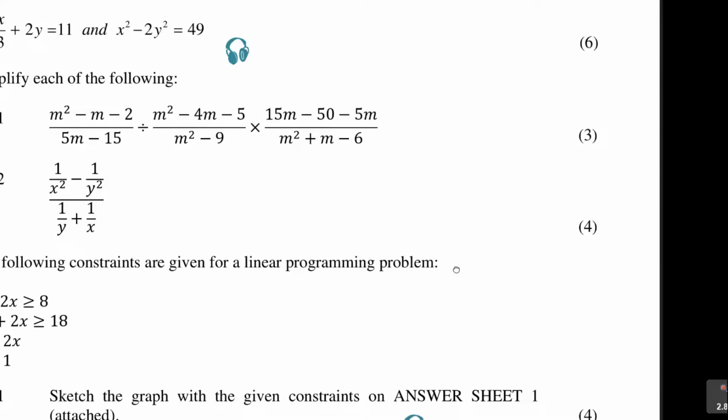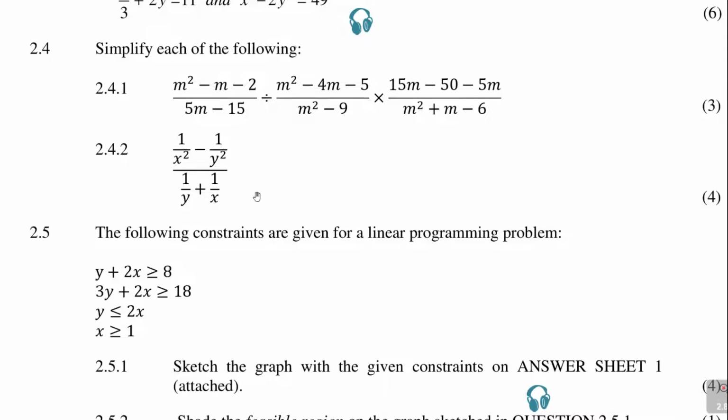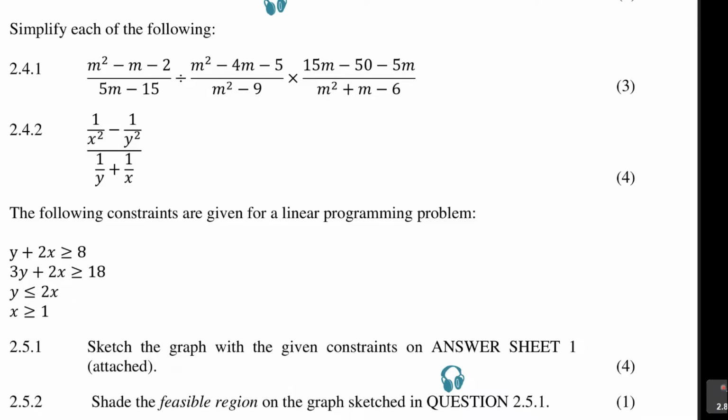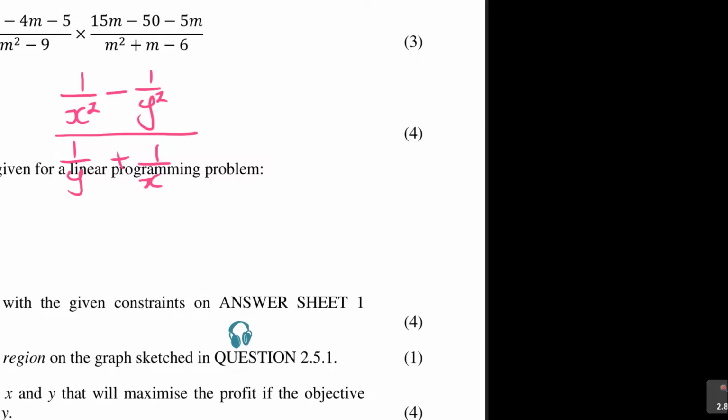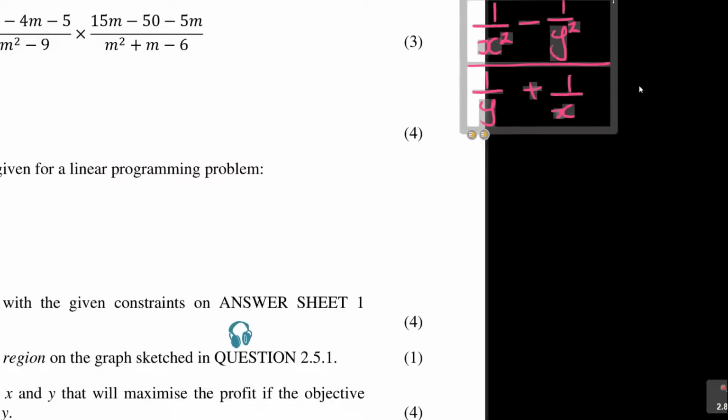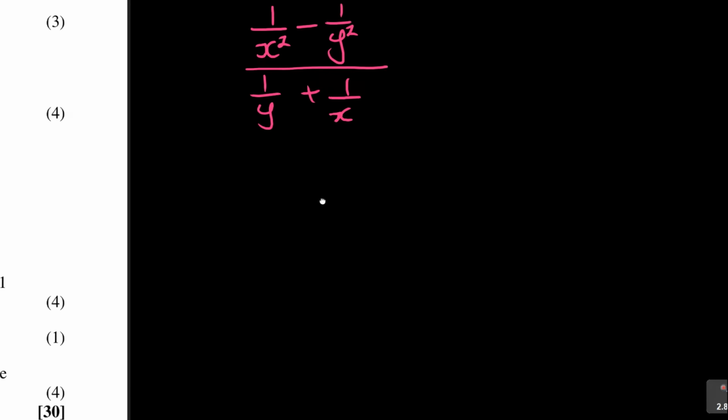What about this other one? It looks simpler, but it's 4 marks. Look at this. They are giving you this. I just want to work it out on a fresh page. Let's work it out on a fresh page. It's 1 over x squared minus 1 over y squared, all over 1 over y plus 1 over x. Alright, let's work this on a clean sheet here and see where it takes us.